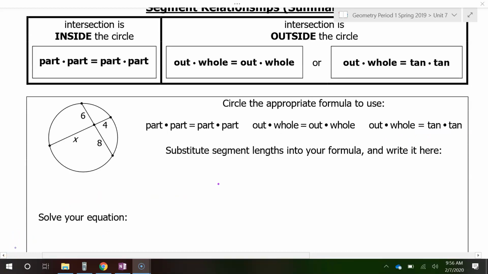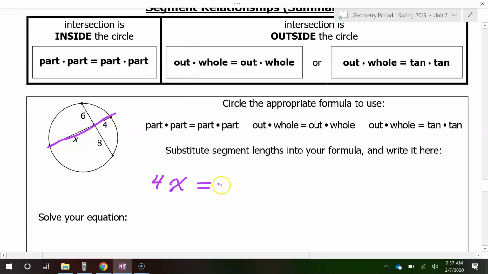All right, so we're dealing with segments. So the segment formulas are like these. But when we're inside the circle, like we are here, we're doing the first one. So we're doing part times part equals part times part. Okay, so what is the first part times part that you're going to do? Like x times 4. All right, if you're looking at this segment right here, the parts are x and 4. So x times 4, or you could just say 4x equals, and then what's the other part?